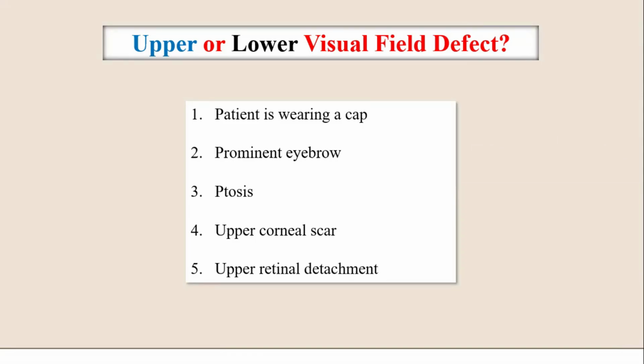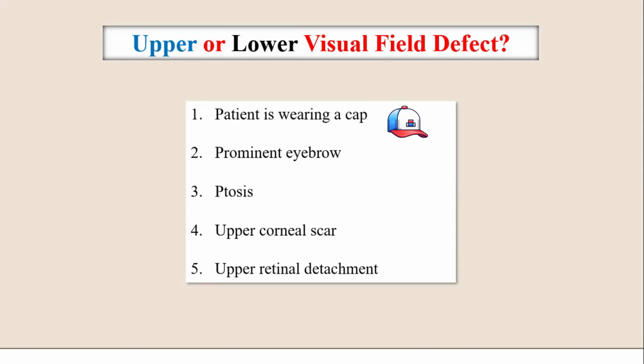We have 1, 2, 3, 4, 5. One patient is wearing a huge cap. They might have a false visual field defect. Is it upper or lower? So one says upper, right? Okay. Wonderful. I like the answer, because this is a smart answer.